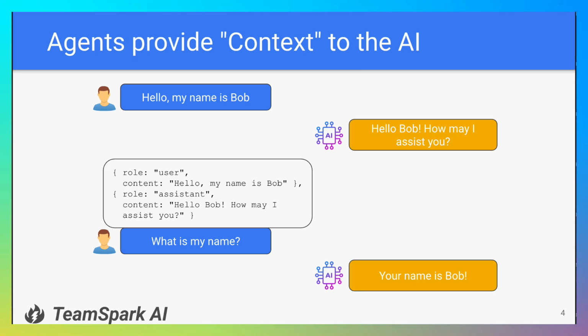The model is stateless. It doesn't have any memory. It doesn't have any idea what you just talked about. So every single time you give it a prompt, you have to give it all the information that it would need to answer that prompt. And all that information is called context.